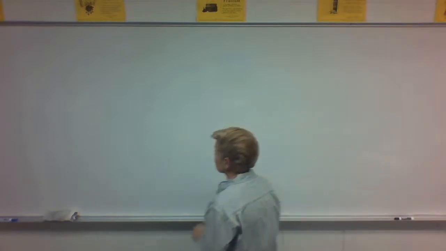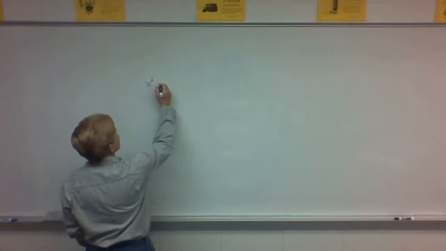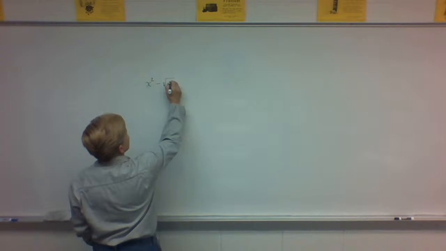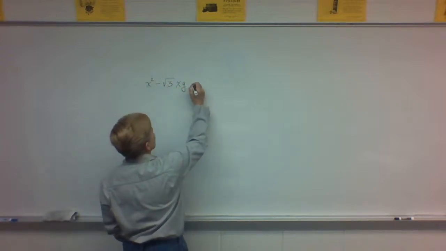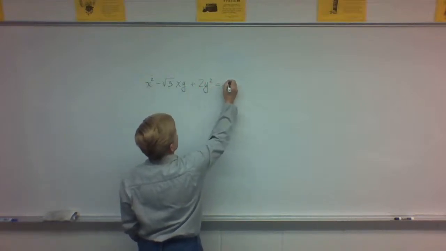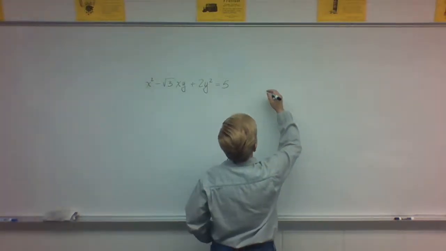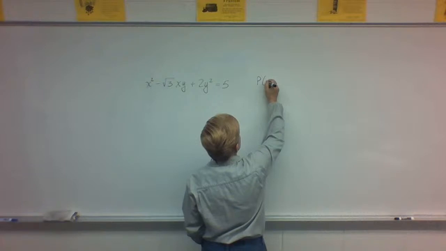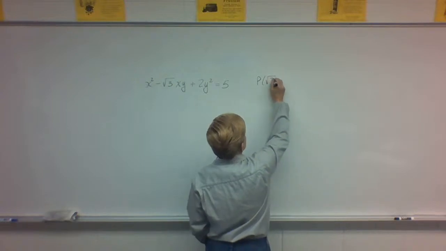Hang on a minute, let me get set to go. Go ahead. x squared minus the square root of 3 times x and y plus 2y squared equals 5. And the point is square root of 3 and 2. Square root at x equals root 3? Is that all they give you? No, root 3, 2. Oh, root 3, 2. Yeah.